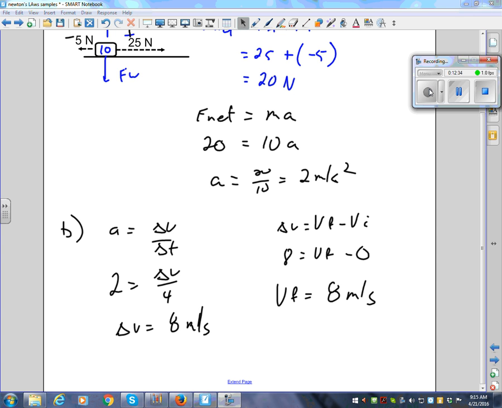Here. Is the final velocity always going to be equal to the change in velocity? Is the Vf always going to equal the delta V? No. When is this equal to this? When it starts at rest. You'll see that difference. So don't always assume that delta V and Vf are the same. Okay?